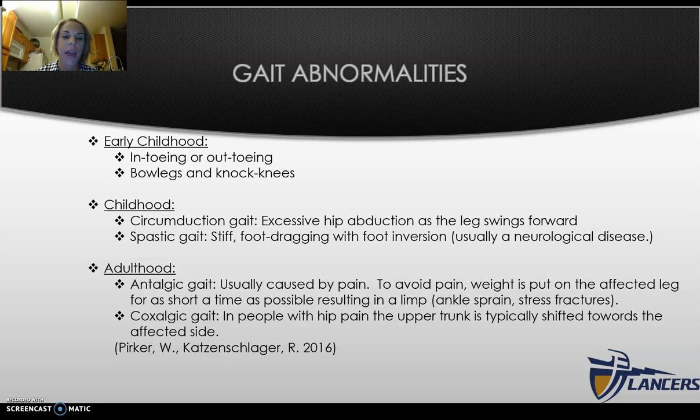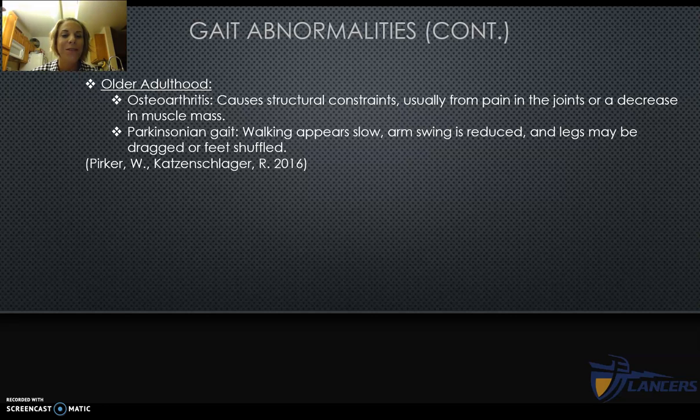Another one is a coxalgic gait. This is in people with hip pain. The upper trunk is typically shifted towards the affected side. And then gait abnormalities in older adulthood. Osteoarthritis causes structural constraints, usually from pain in the joints or a decrease in muscle mass. And then a Parkinsonian gait, which I found pretty interesting, is walking appears to be slow, arm swing is reduced, and legs may be dragged or feet shuffled. So they're actually called a Parkinson's shuffle. They kind of shuffle along with their feet dragging on the ground.